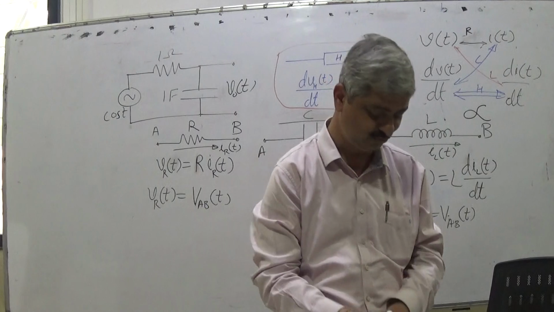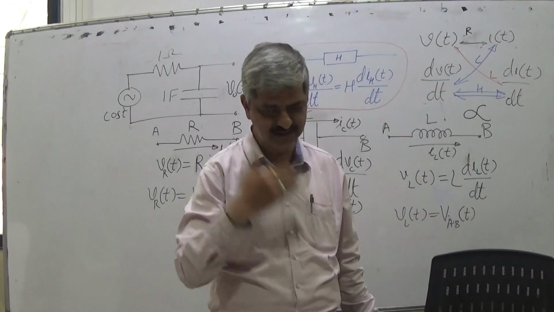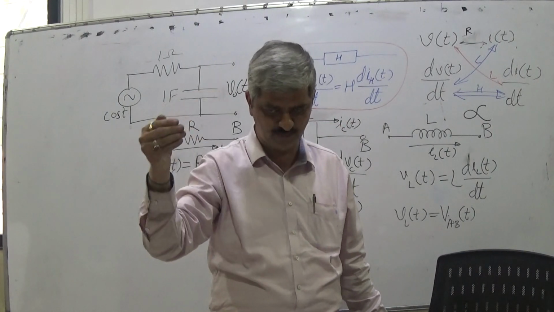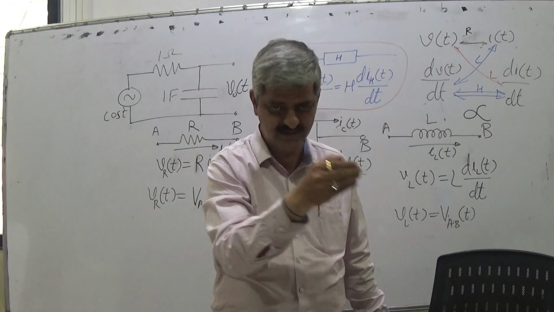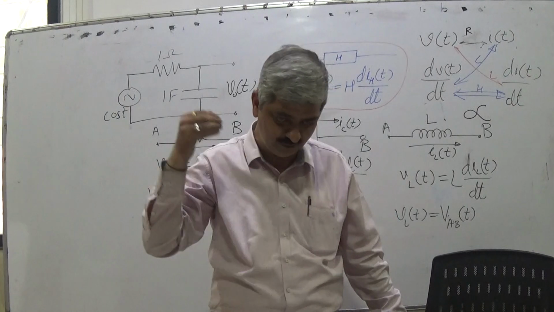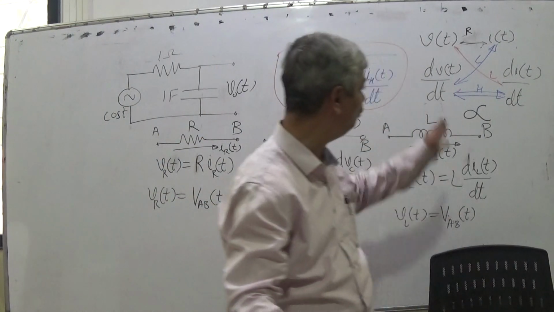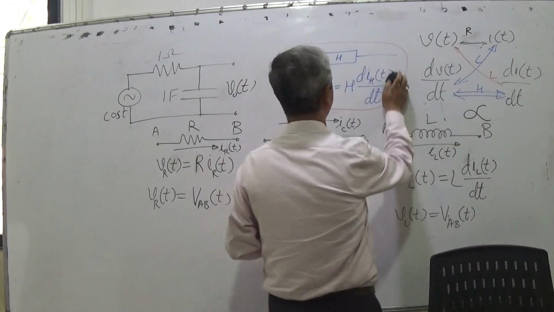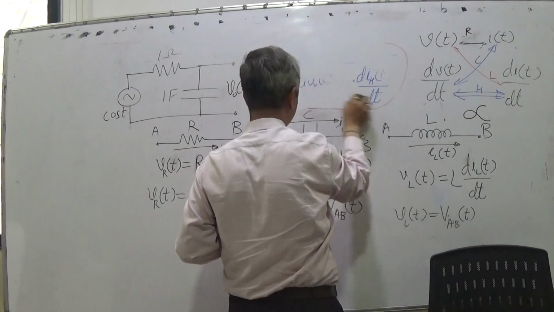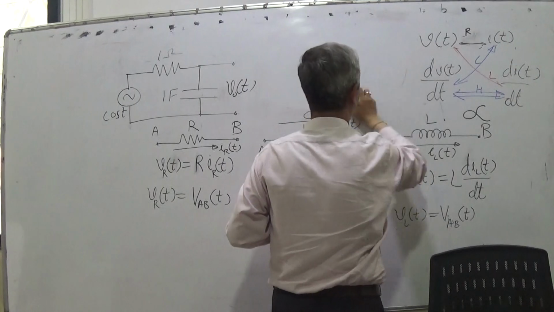So why do we end here? Voltage proportional to current, resistor. Current proportional to derivative of voltage, capacitor. Voltage proportional to derivative of current, inductor. And derivative of voltage proportional to derivative of current, hypothetical device. We may proceed further. Why end at first differential? We may also have second differential. So, is there any device?